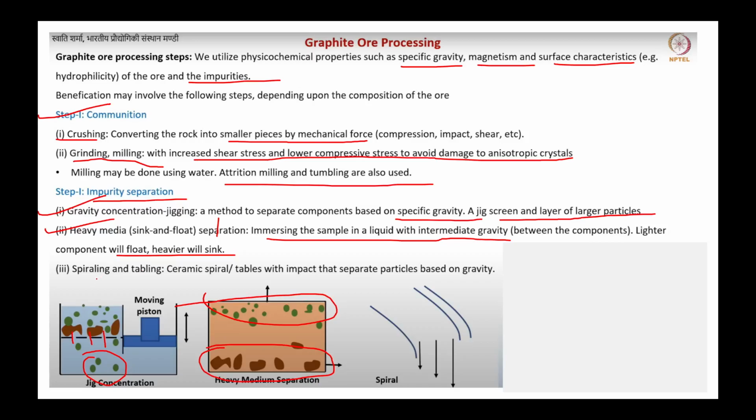Somebody was asking about spiraling and tabling, right? Yes. So in spiraling and tabling, a ceramic spiral or table will be there with impact, and that separates the particles based on gravity. Here the spiral will come, and every material, based on its gravity, will get separated in the spiraling or tabling. If you want to know more about how it is done, you can watch some YouTube video or animation, where you can easily find it.